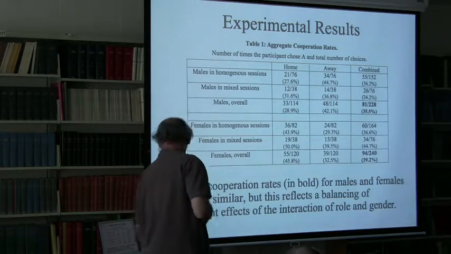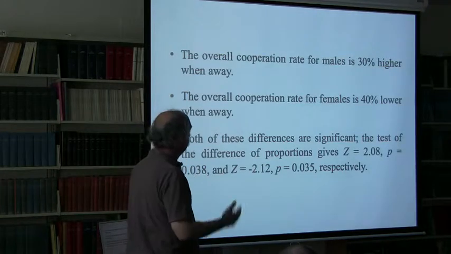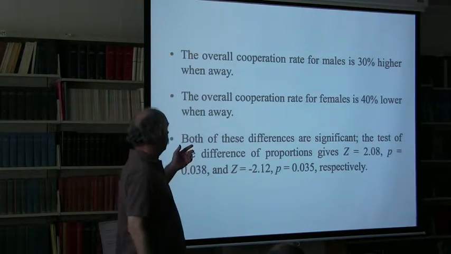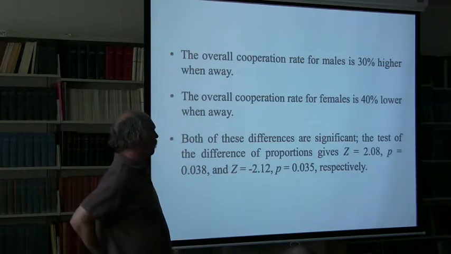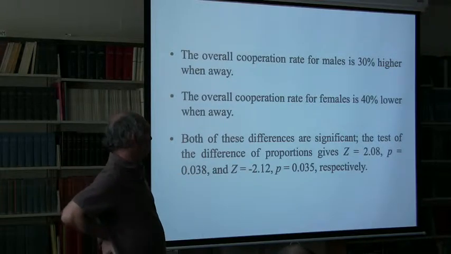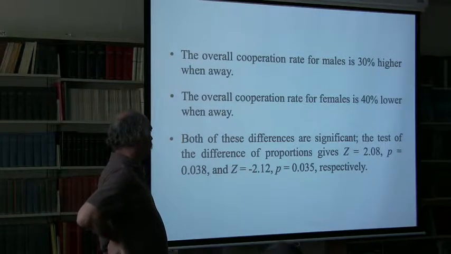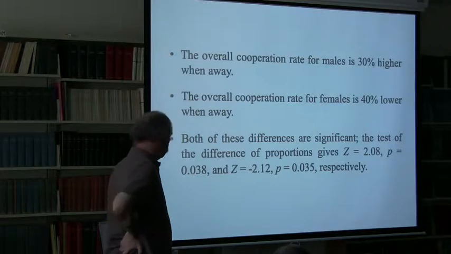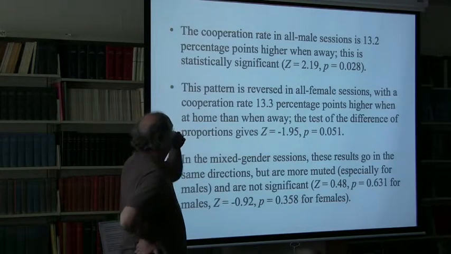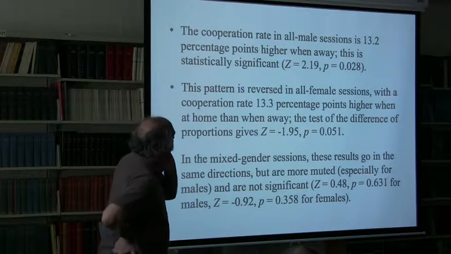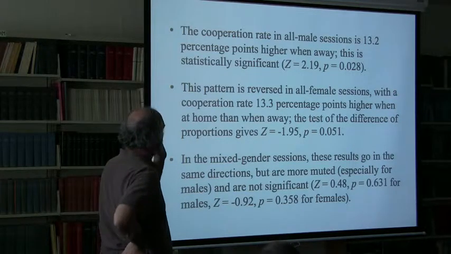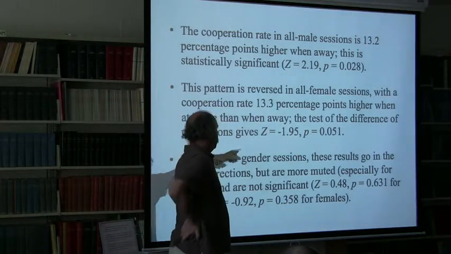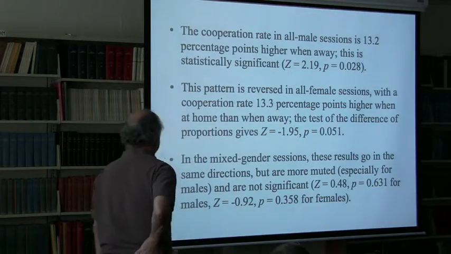So these are our overall results. If you put it into percentage terms, the overall cooperation for males is 30% higher when they are away, 40% lower for females when they're away. These are significant differences. I use the test of the difference in proportions. They're both significant. And these are two-tailed tests, so you do get significance for that. I pointed this out already, 13.2 percentage points higher when they're away. This is another test, again significant. Reverse for females in all female sections, and this is borderline statistical significance.